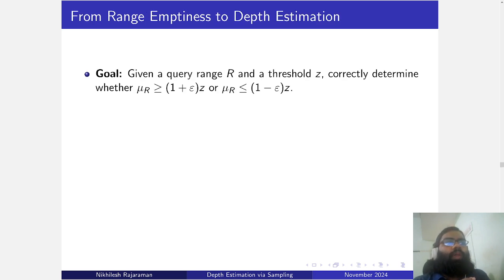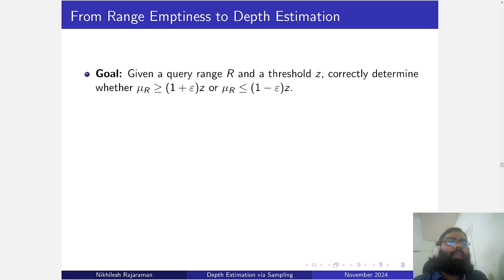We're going to look into solving the decision version of depth estimation, since as we discussed in the last video, if we can solve this decision problem, then we can use a binary search to solve the estimation problem as well. And just as a quick reminder, here's our goal. Given a query range R and a threshold z, we want to correctly determine whether the depth of R, which we'll denote as mu(R), is greater than the threshold or less than the threshold z. We're happy if we can do this correctly as long as the true depth is not too close to the threshold.